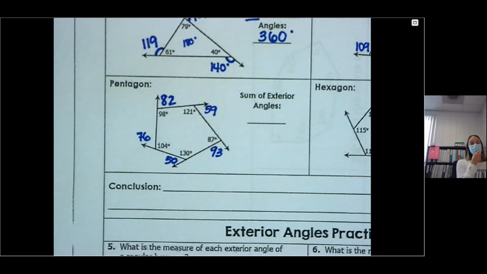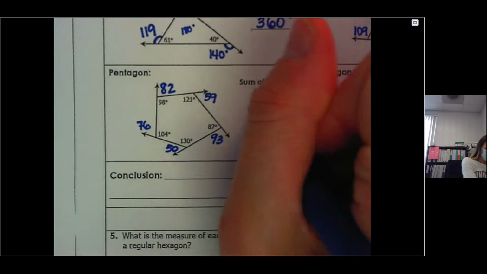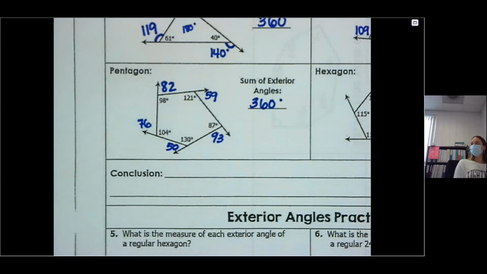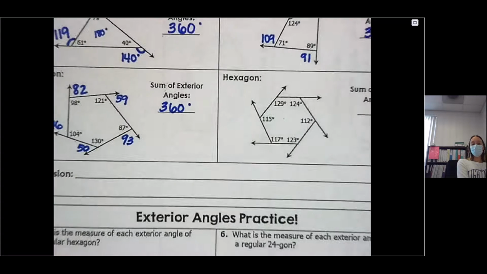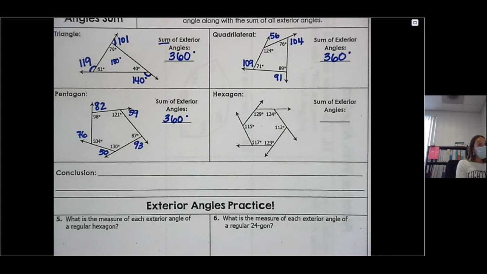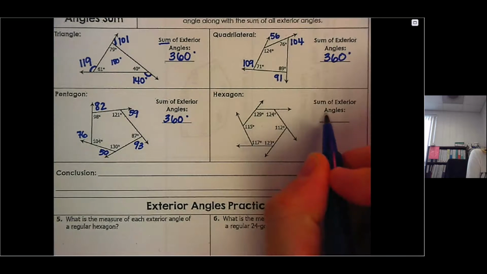Odd. Let's try the pentagon. So here are my numbers again going around, starting at the top. 82, 59, 93, 50, and 76. When you add them together, I think you forgot one. What do you get? Did I do that wrong? 360. Huh. Interesting. You get 360 again. What are you noticing? They're all adding up to 360. So without doing the hexagon, if you were to make a really wild guess, it's kind of like 360. So what's our conclusion?